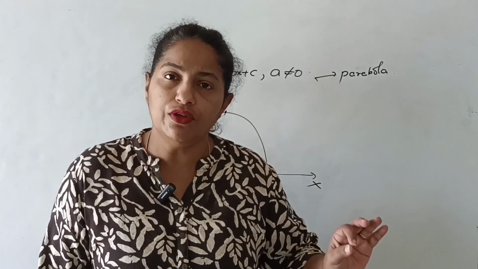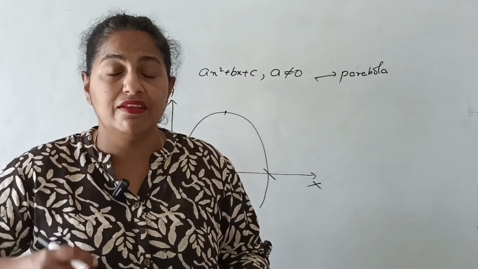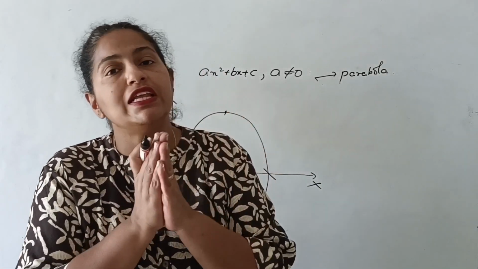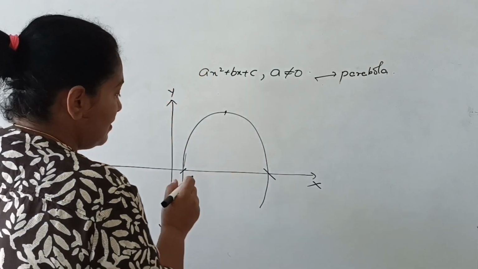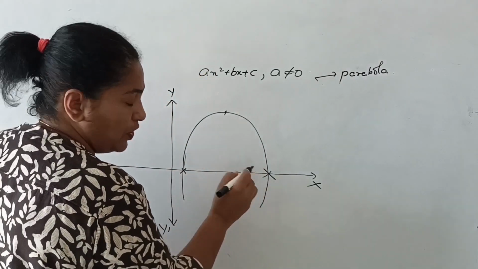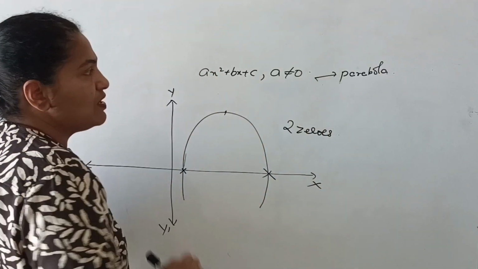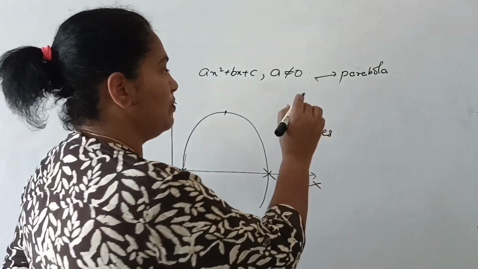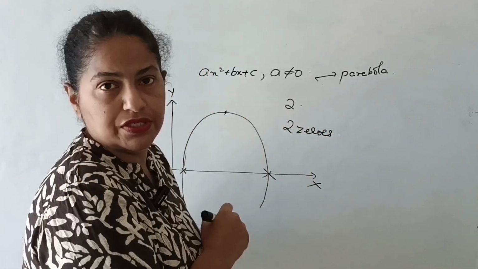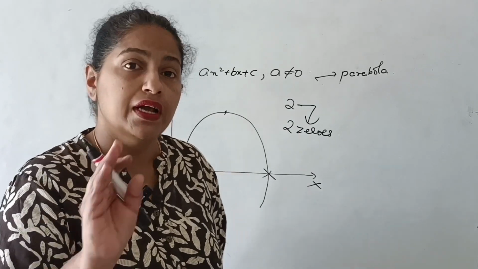What did I tell you? I told you that whenever a parabola or a graph crosses the x-axis, that particular point will give you the zero of that particular polynomial. So in this case, 2 points, so 2 zeros. Now, how many zeros is a quadratic polynomial supposed to have? A quadratic polynomial should have 2 zeros.